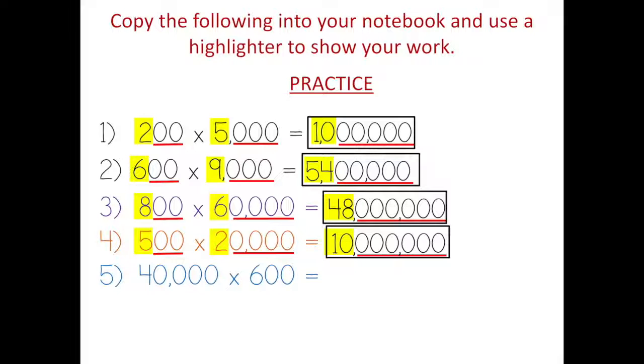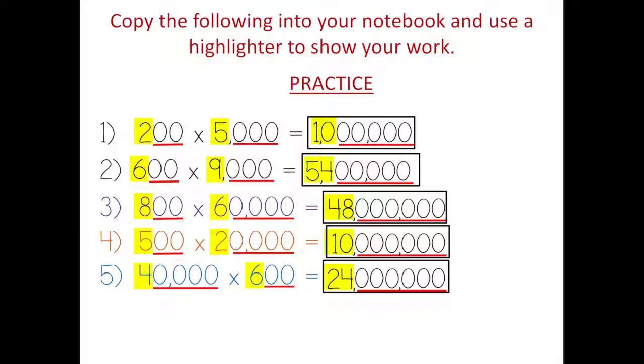Try 40,000 times 600. The 4 and the 6 should be highlighted on your paper, and we multiply those together to get 24. Next, we're going to take a look at the place value. 40,000 has 4 zeros, 600 has 2 zeros. Altogether, that's 6 zeros that we need to account for when writing our final answer. So I'm going to add 6 zeros, add my commas, and box my answer. 40,000 times 600 is 24 million.